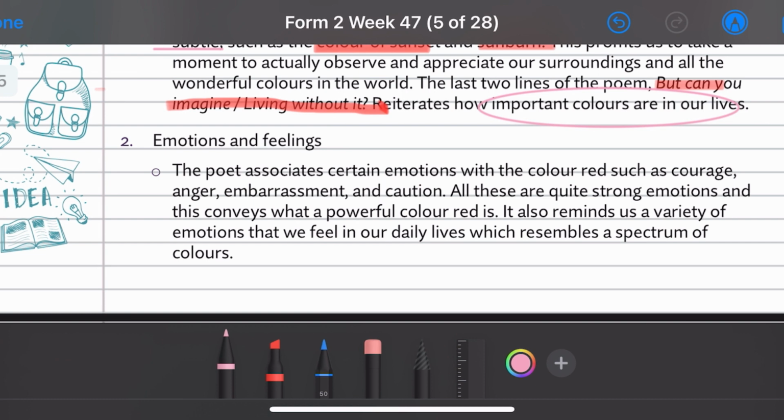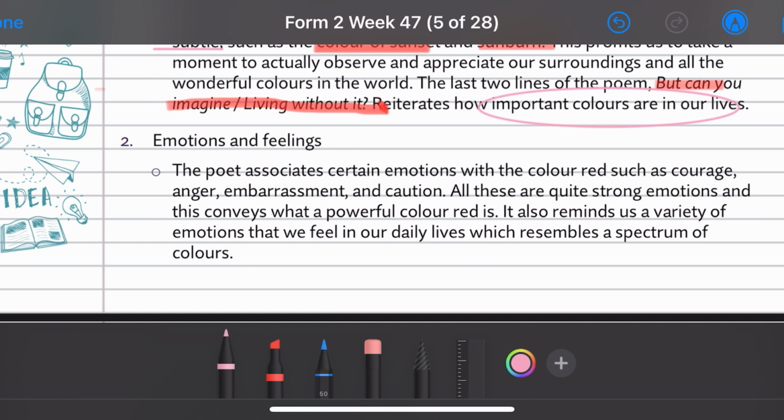Okay, imagine being colourblind, people who cannot see colours, it's hard. We don't get to enjoy our life to the fullest, but maybe we can. I don't know, I don't have that. Okay, emotions and feelings. Emotions and feelings means emosi dan juga perasaan.